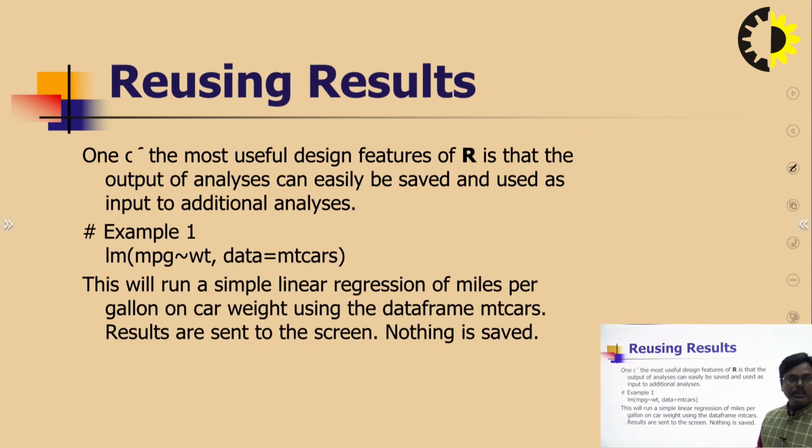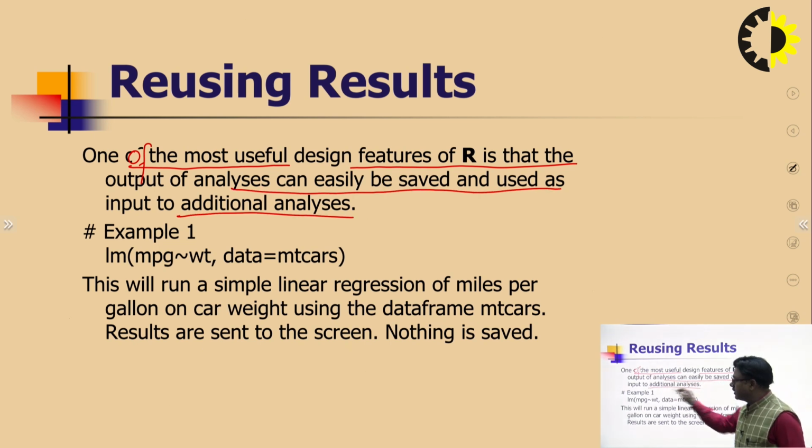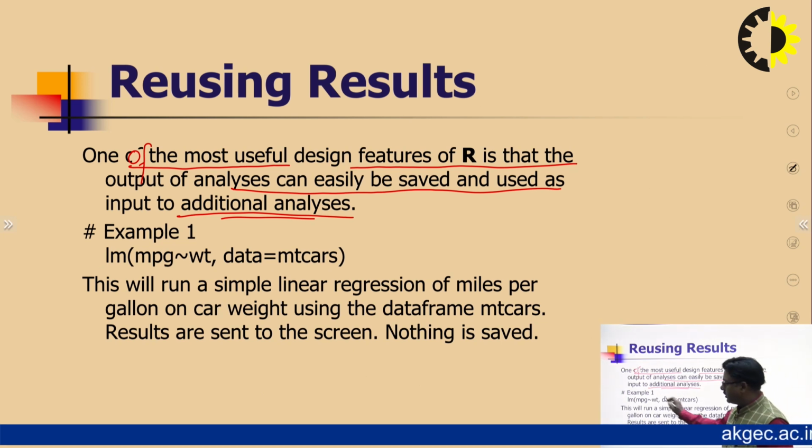This helps in reusing the results also, or reusing the graph, or reusing the data set in a different example. This is an example of reusing results. If you want to reuse that result, see how you can do it. This is one of the most useful design features of R: the output of an analysis can easily be saved and used as input to additional analysis. Earlier I talked about how a good feature of R programming is analyzing the existing or historical data. This is the best feature, and this is an example of how we can utilize it.